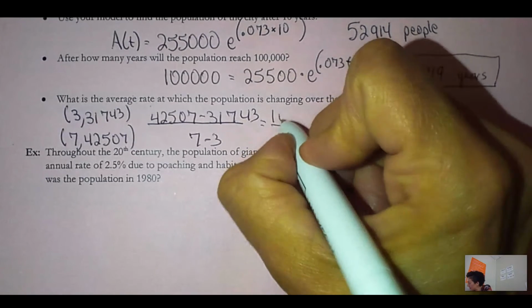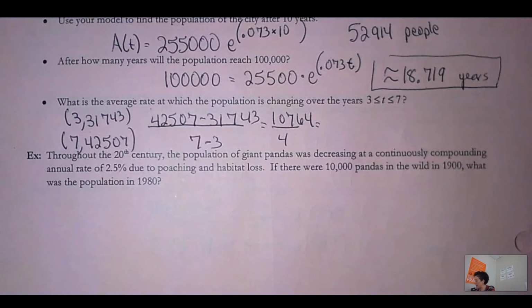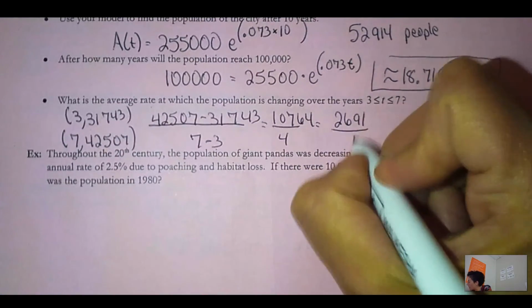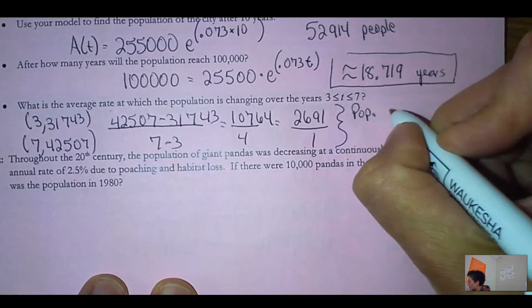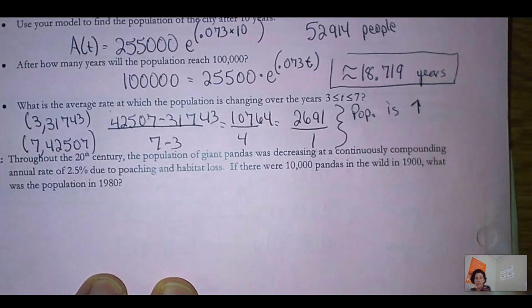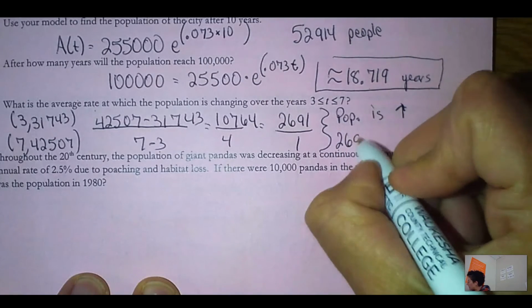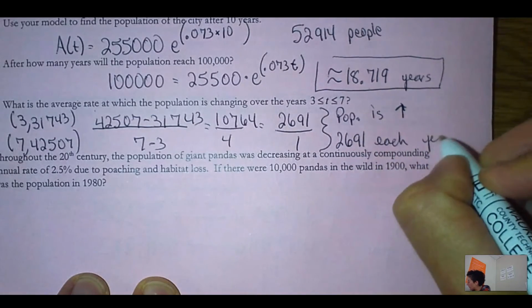And I get this. And again, average rate of change is over 1. So I'm just going to divide this, and when I'm done, I get 2,691. So this is just saying that the population is increasing, going up, 2,691 each year.